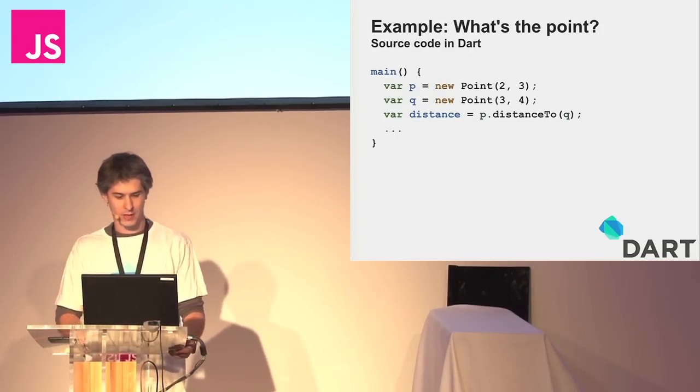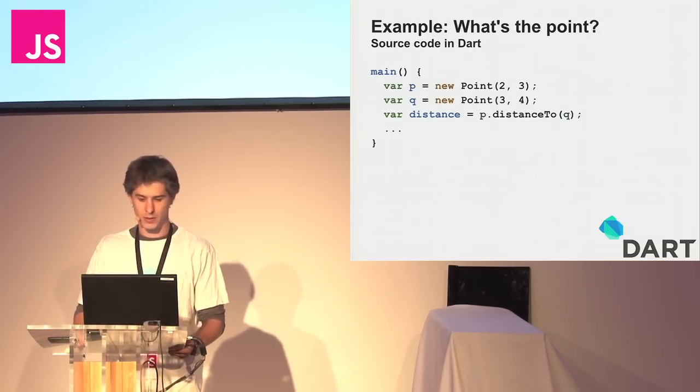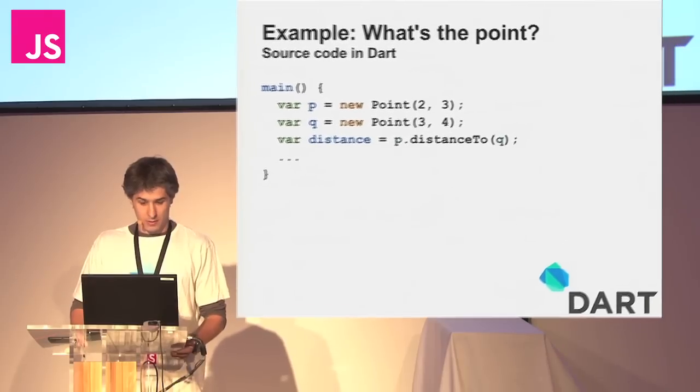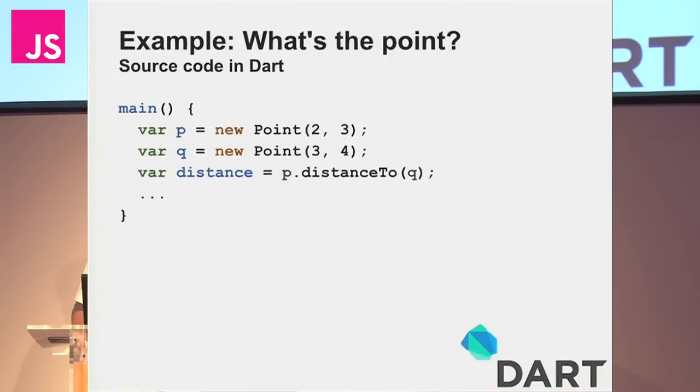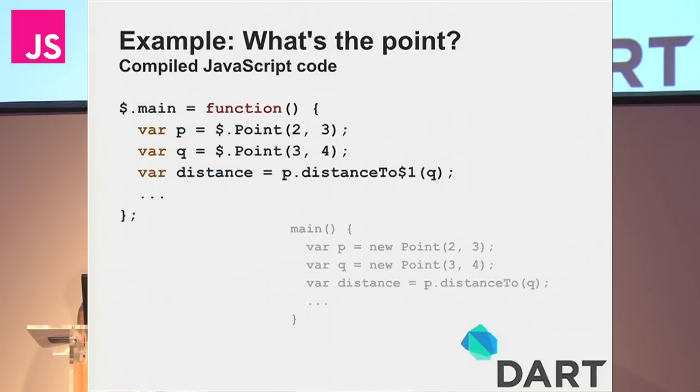So here's another example of Dart, the standard point example. Nothing special here. We just allocate 2 new points and then take the distance between those two. Note that in this case, I didn't use the type annotation. I just used var, but I could have used a typing annotation too, so Point or int or double in this case. So here's the compilation to JavaScript for this example.